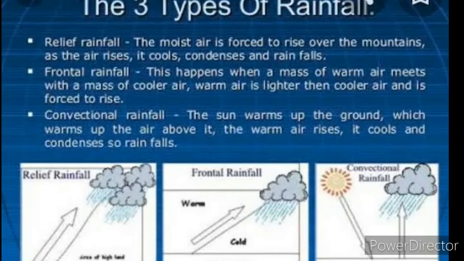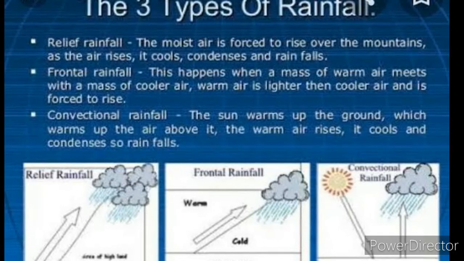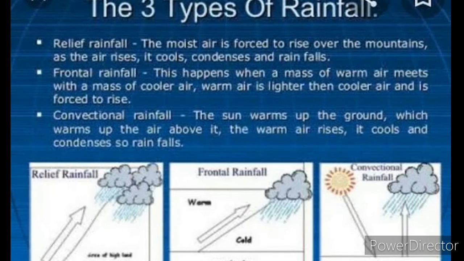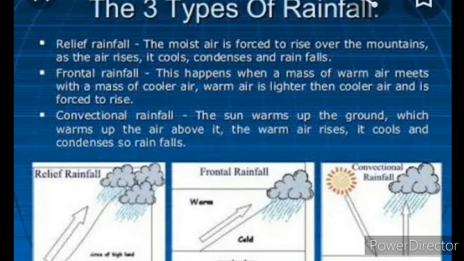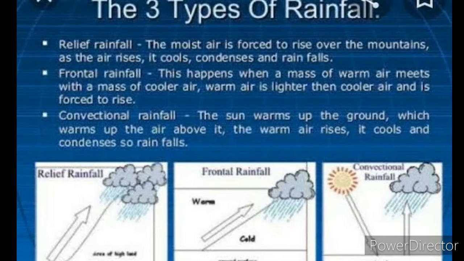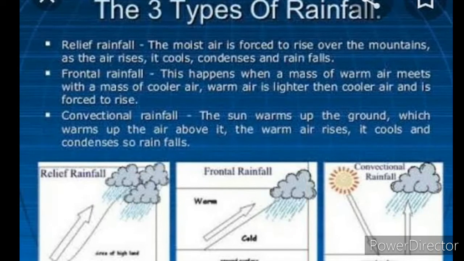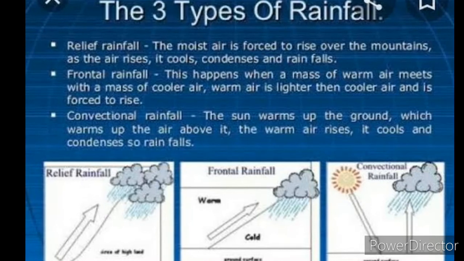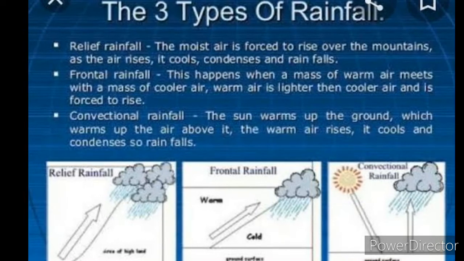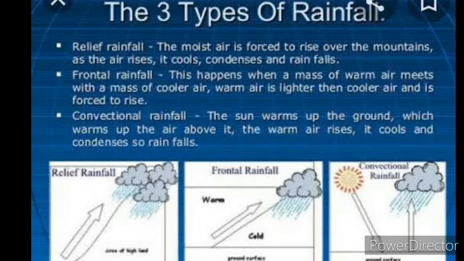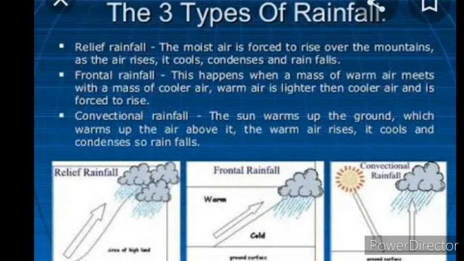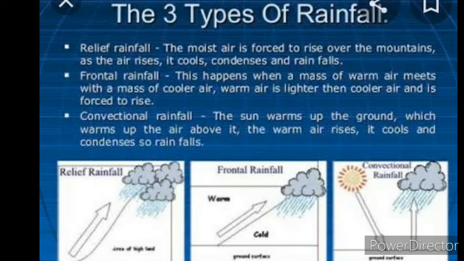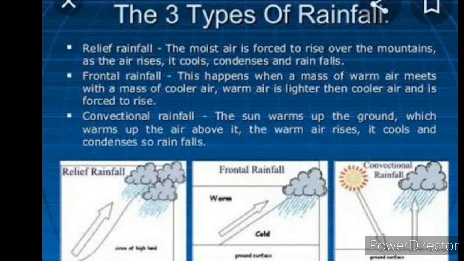The three types of rainfall are, first, orographic rainfall or relief rainfall. The moist air is forced to rise over the mountains. As the air rises, it cools, condenses, and rain falls. Then the next one is cyclonic or frontal rainfall. This happens when a mass of warm air meets a mass of cooler air. Warm air is lighter than the cooler air and is forced to rise above it. This is known as cyclonic or frontal rainfall.